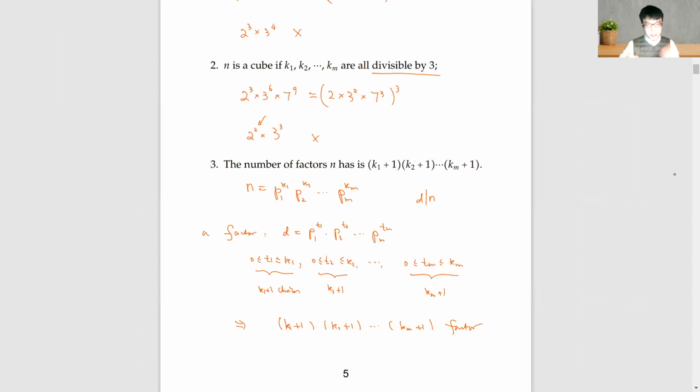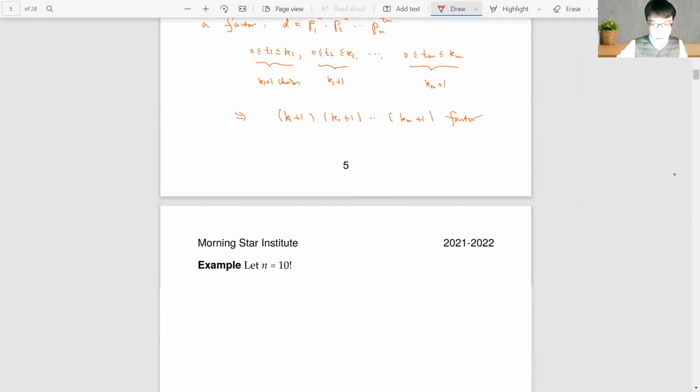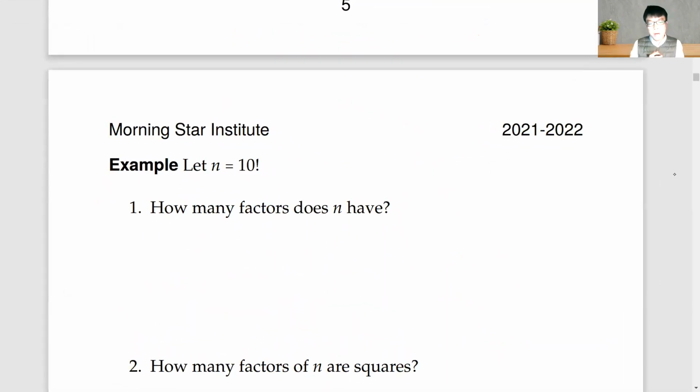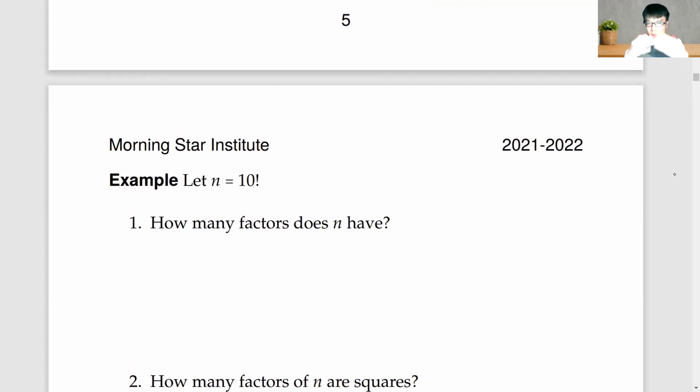Now let's do an example based on that and help you understand these 3 properties. The first one, let's take the number n to be 10 factorial. 10 factorial means the product of all integers from 1 up to 10. So the first question is, how many factors does n have? Direct application of the formula, right? First, we need to do the prime factorization of this number. So let's rewrite 10 factorial. It is 1 times 2 times 3 times 4. Let me factor 4. 4 is 2 squared. And 5. And 6. 6 is 2 times 3. And 7. 7 is prime already. 8 equals 2 cubed. And 9, 3 squared. 10, 2 times 5. So this is 10 factorial.